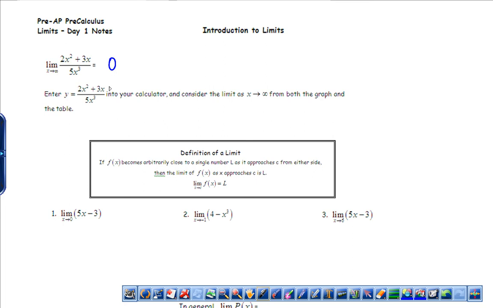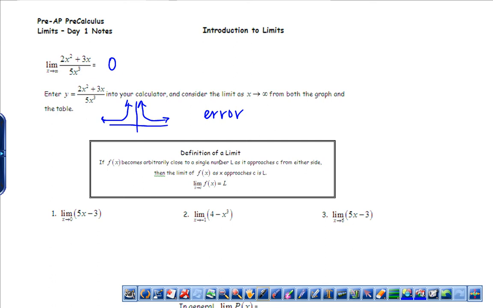You could also enter this into your calculator and look in your table, or you could just look at the graph, and the graph is going to look like this. It's going to be a rational function. So you can see as it approaches 0, there's going to be an error. Okay, so that's why it's going to approach 0 as it goes towards infinity.